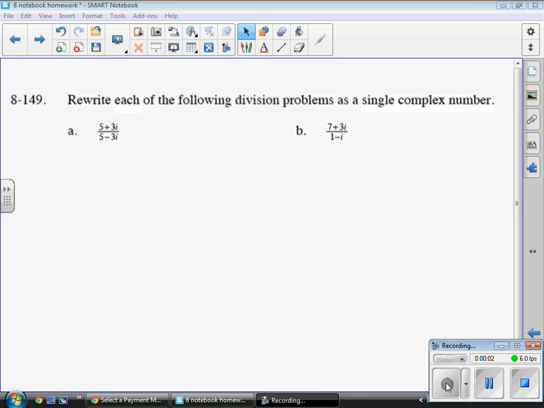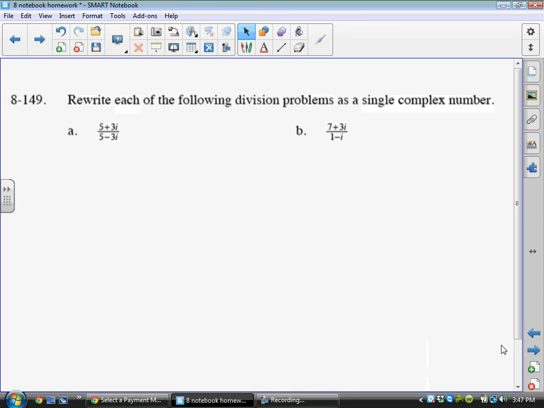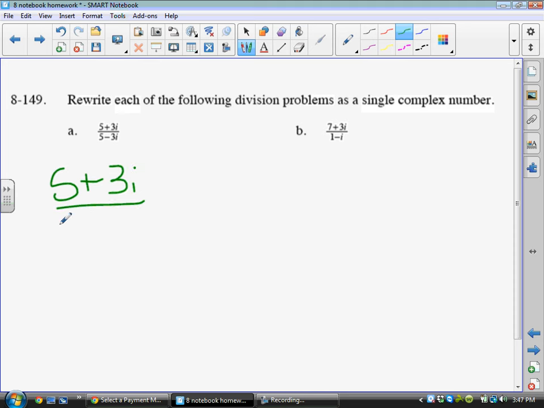This is problem 8-149 from section 8.3.2. Rewrite each of the following division problems as a single complex number. So we saw in the previous homework assignment that you should multiply by the conjugate on both the numerator and the denominator in order to make the denominator go away.